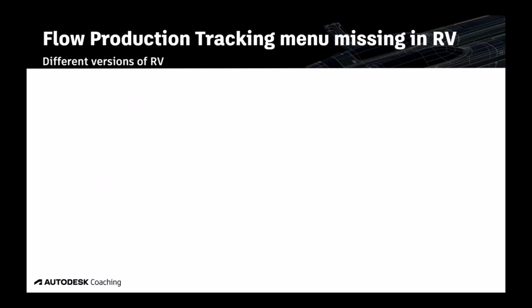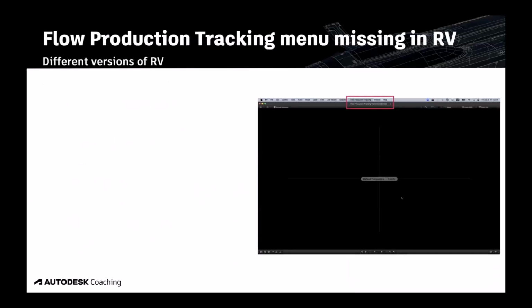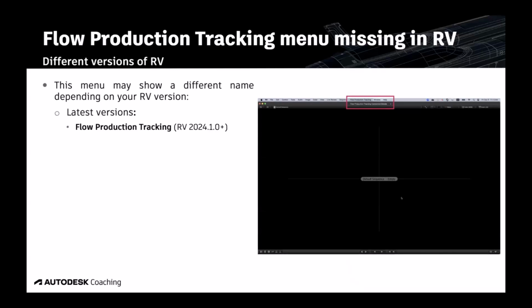If you don't see the Flow Production Tracking menu in RV, this might be because it shows a different name depending on your RV version. Look for the Shot Grid, Shotgun, or SG Review menu according to the previous versions listed on screen.